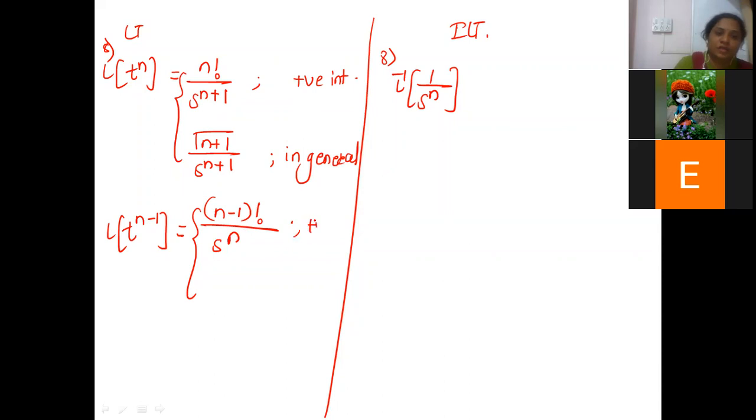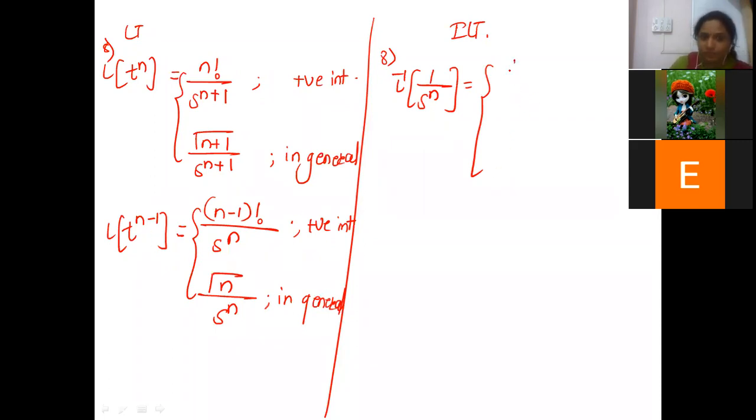If n is a positive integer, and it is gamma of n minus 1 plus 1, that is gamma n upon s raised to n in general. So from these two, now I can write the Laplace inverse of 1 upon s raised to n. This should get divided to this side. So what will be the answer? 1 upon n minus 1 factorial into t raised to n minus 1.